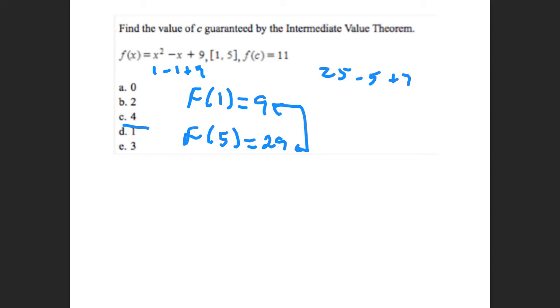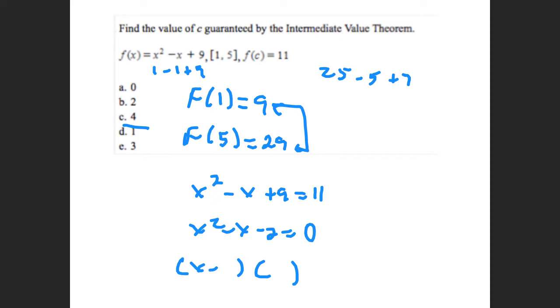I could do it algebraically. I could just go x squared minus x plus 9 is equal to 11. And I could just solve for x. So x squared minus x minus 2 is equal to 0. And if I factor this, I get x minus 2 and x plus 1. So my values are 2 and negative 1. Well, it can't be negative 1 because that's not in my interval. So it has to be 2. Has to be the correct answer there.